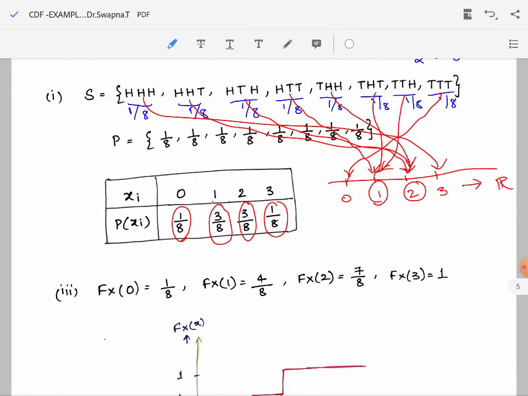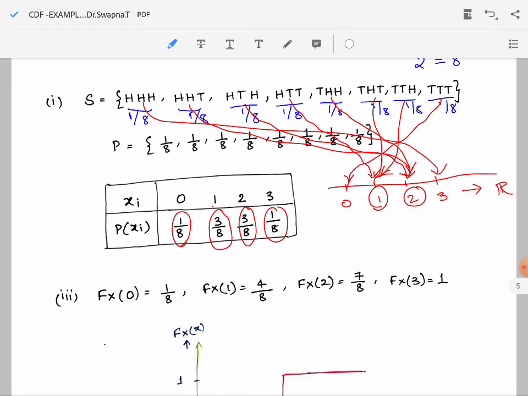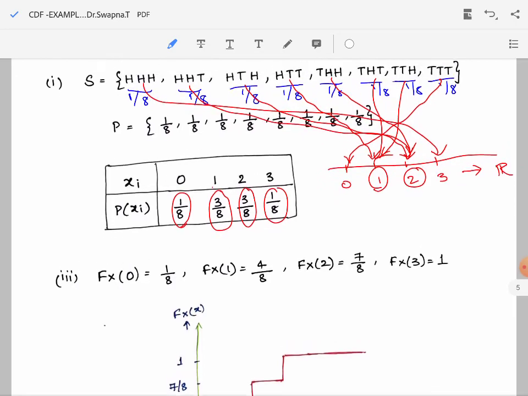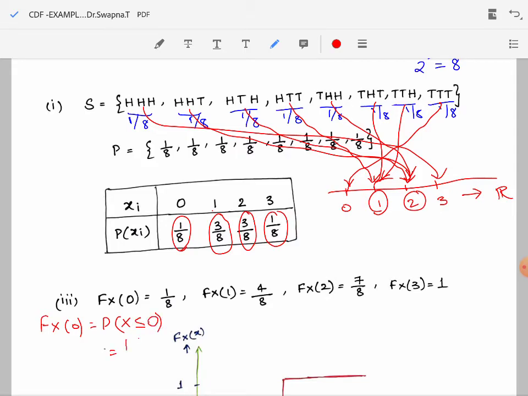So next, sketch the CDF. First we find out the CDF. So Fx of 0 is equal to P of x less than or equal to 0. So what are the values we have? Only one, which is 1 by 8.